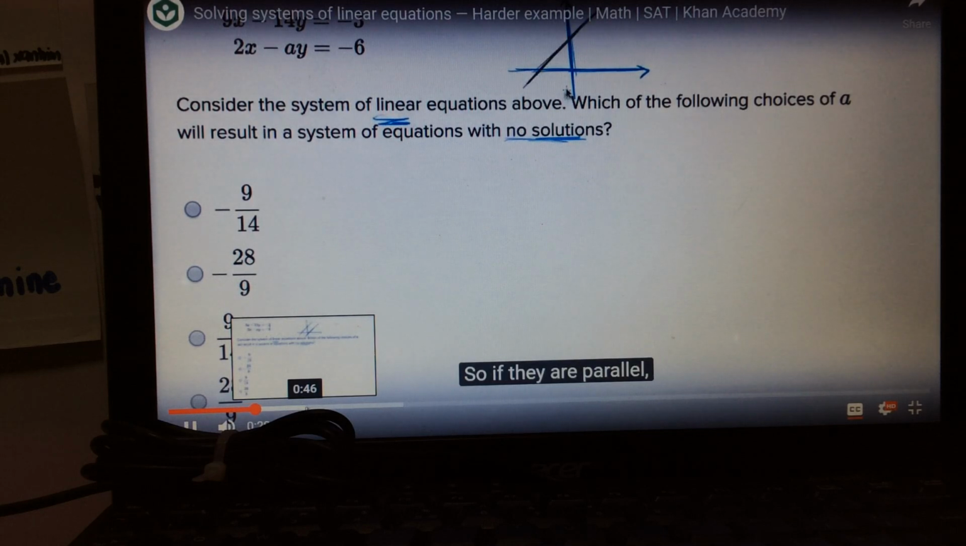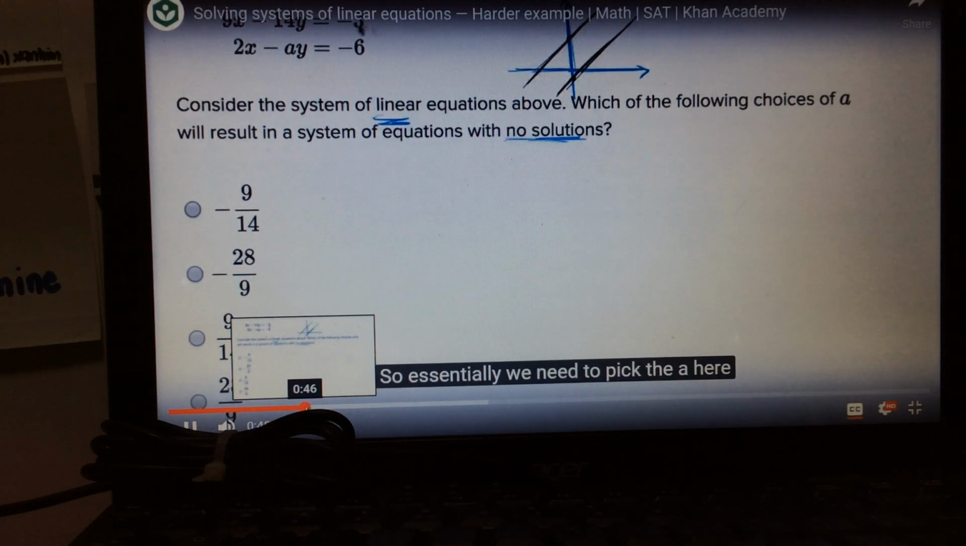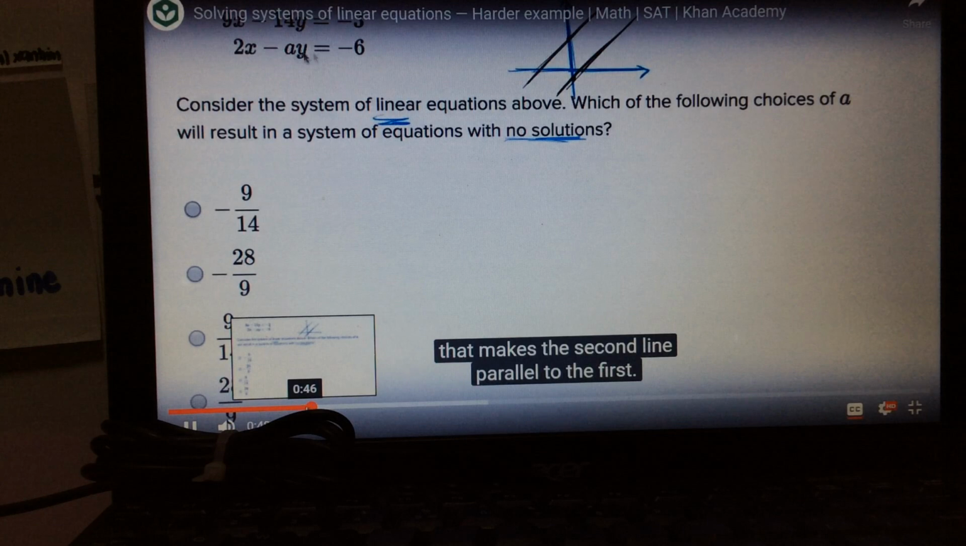So if they are parallel, then you're going to have no solutions. So what makes two lines parallel? Well, if they have the same slope but different y-intercepts, you're going to be parallel. So essentially we need to pick the A here that makes the second line parallel to the first.